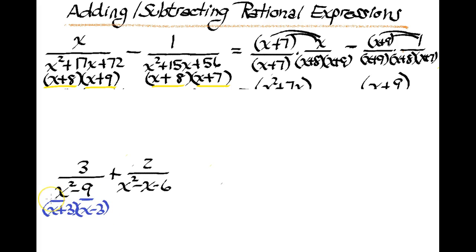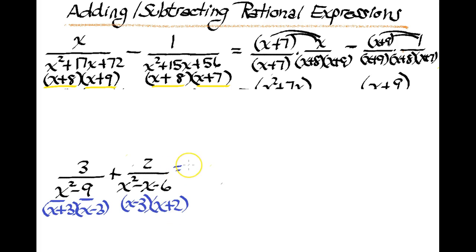Because if we take the square root of x squared, we get x, so a is x. The square root of 9 is 3, so b is 3. Our second denominator factors into an x minus 3 and an x plus 2. The factors of negative 6 that add to negative 1 are negative 3 and positive 2.